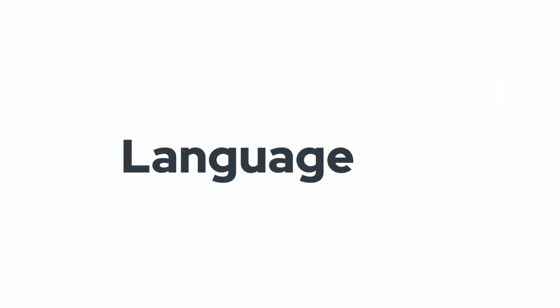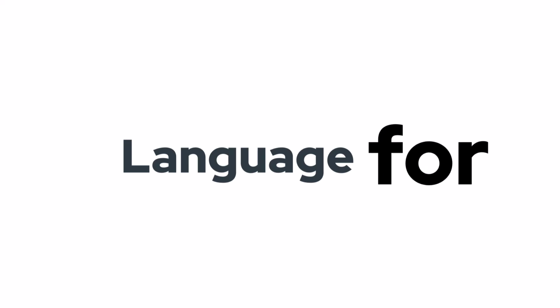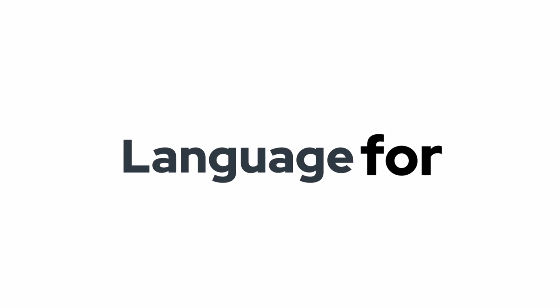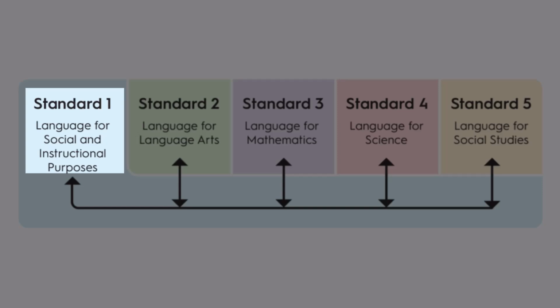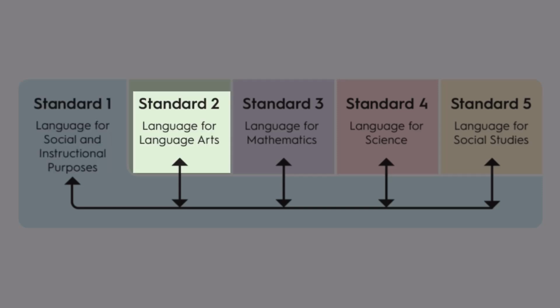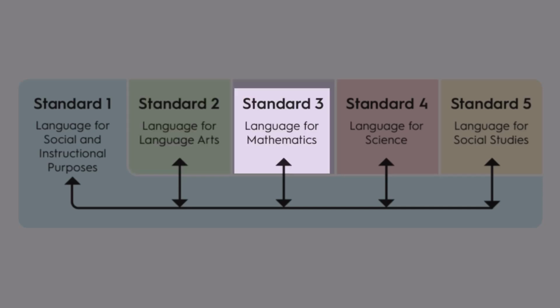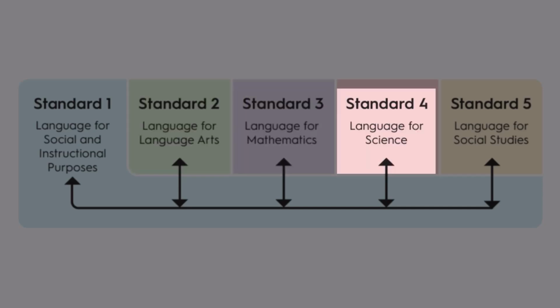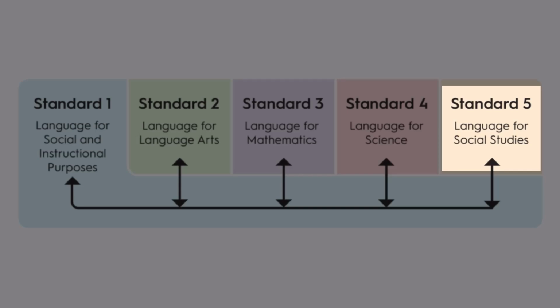We've made a minor revision to the 5 standard statements. Instead of focusing on the language of a content area, the 2020 edition places emphasis on language for content areas. This slight adjustment emphasizes the use of language for specific purposes. The 5 ELD standards are language for social and instructional purposes, language for language arts, language for mathematics, language for science, and language for social studies.